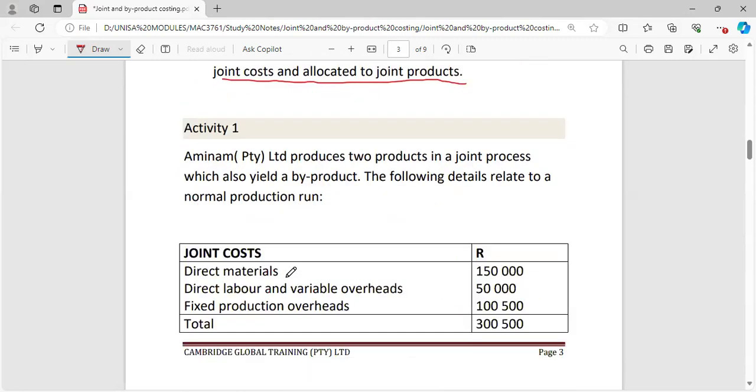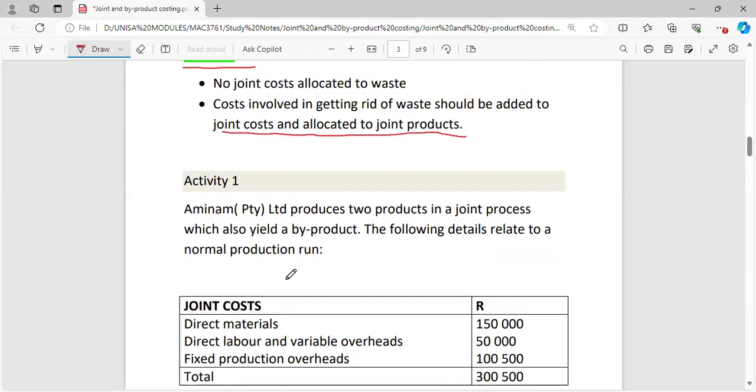Right, let's look at this activity before we proceed to the next part of the session. Activity 1. They said the company produces 2 products in a joint process, which also yields a byproduct. So here we have 2 products in a joint process, which also yield a byproduct. The following details relate to a normal production run.